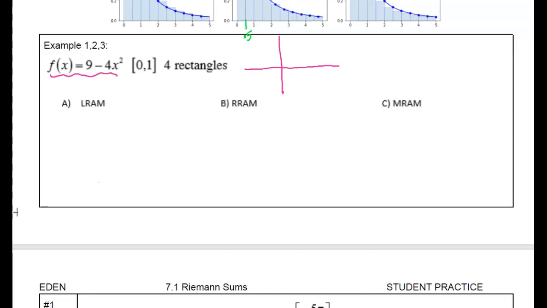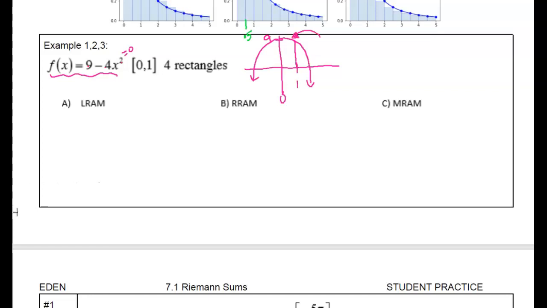I know that's a parabola, it opens down, and my y-intercept is at 9. If I want to find out where it crosses the axis, we could set it equal to 0, but it really doesn't even matter. So I want to go from 0 to 1. So here's 0, and let's just act like that's 1, because I know if I plug in 1, I'll get 5. All right, so I'm only concerned with this region right here.